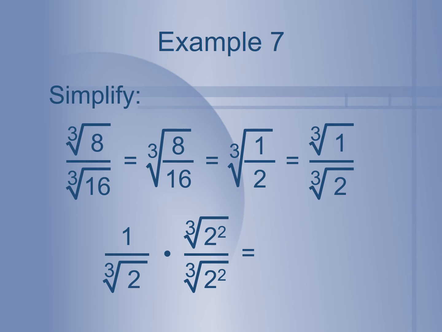So we're multiplying by the cube root of 2 squared by top and bottom. 1 times the cube root of 2 squared is the cube root of 4. And then, of course, we multiplied by the cube root of 2 squared, so this 2 could break out of the radical, leaving us a 2 in the denominator, which gives us our simplified form.